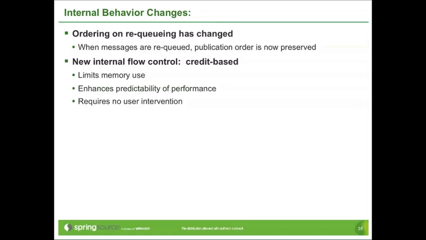And finally, there's a disk space-based flow control, similar to our old memory-based flow control, where the broker will protect itself against low disk space conditions by blocking publishers.